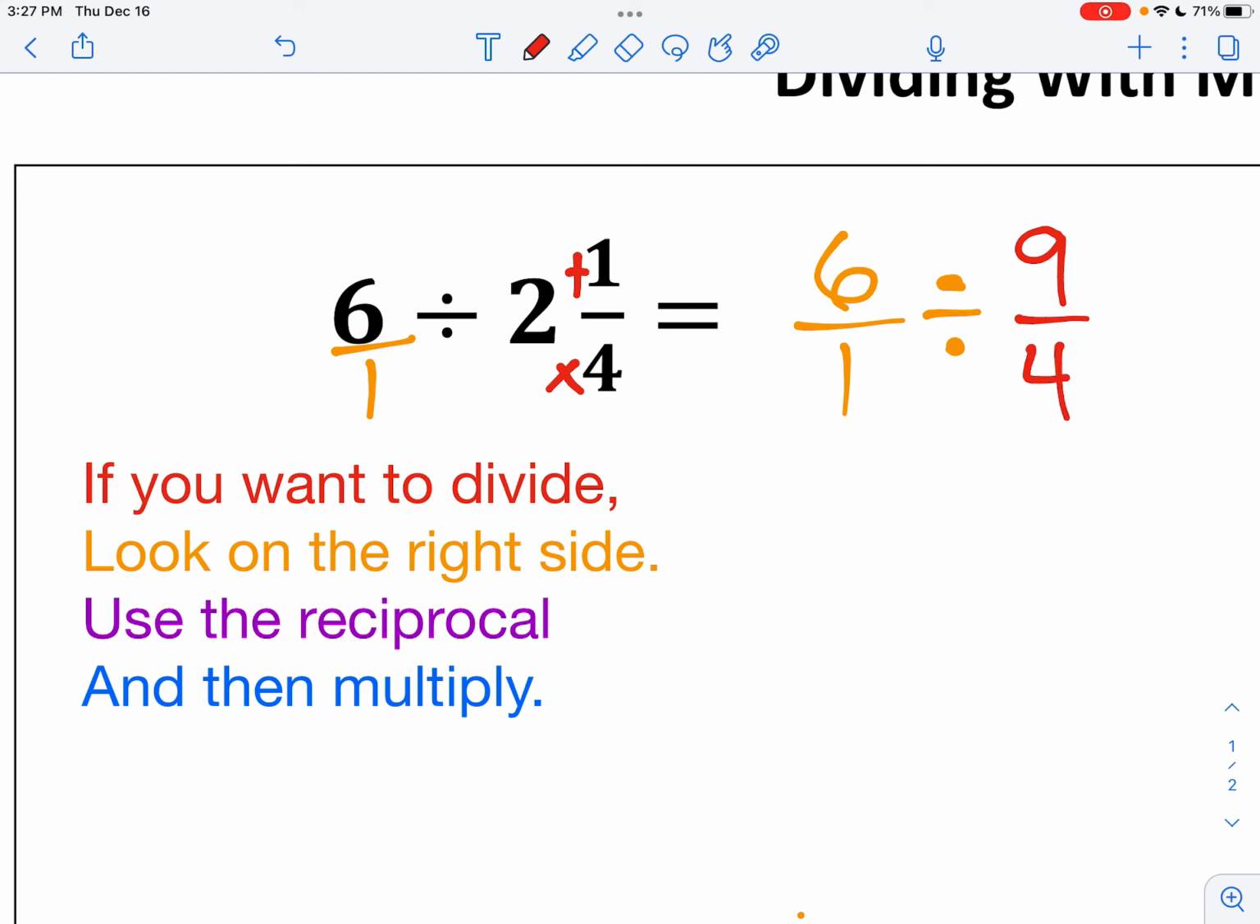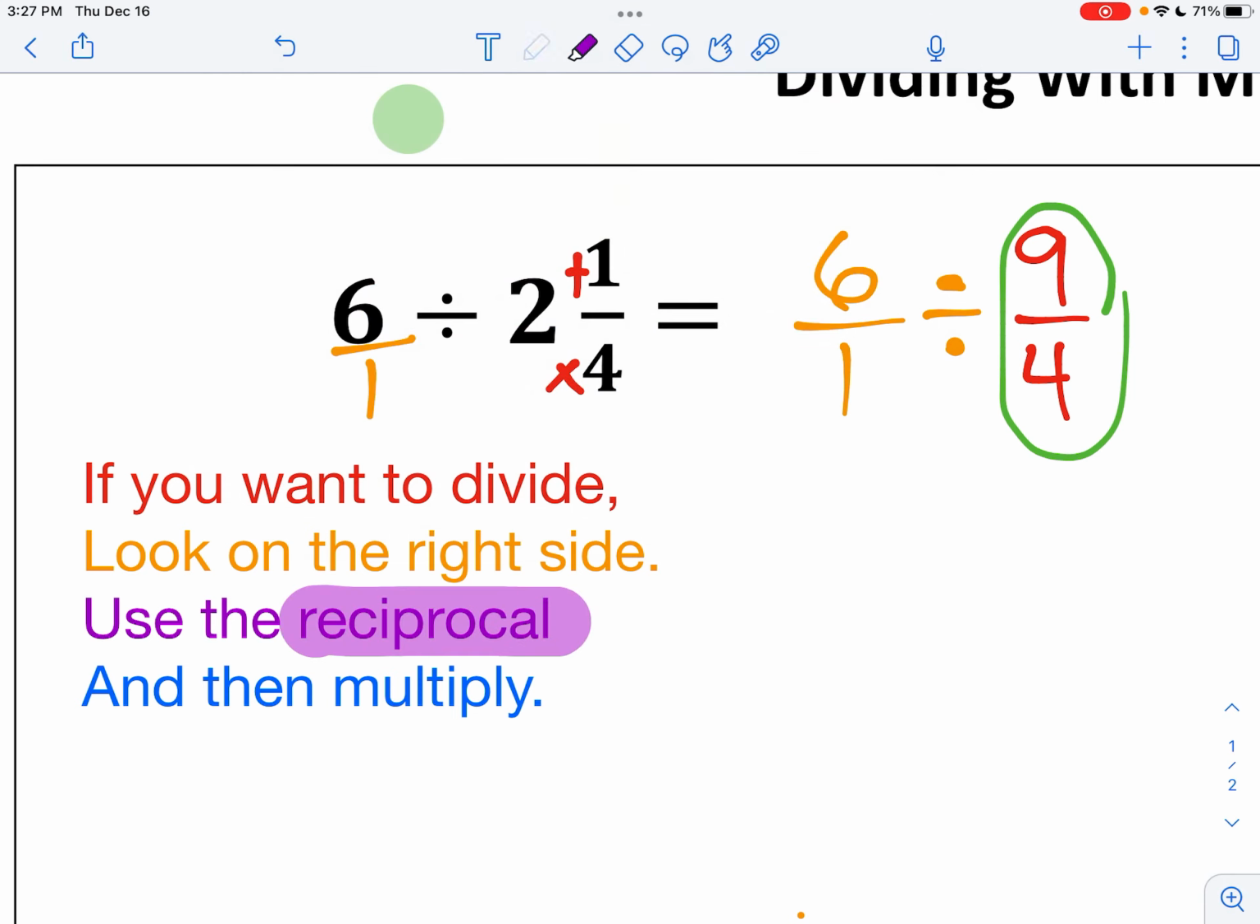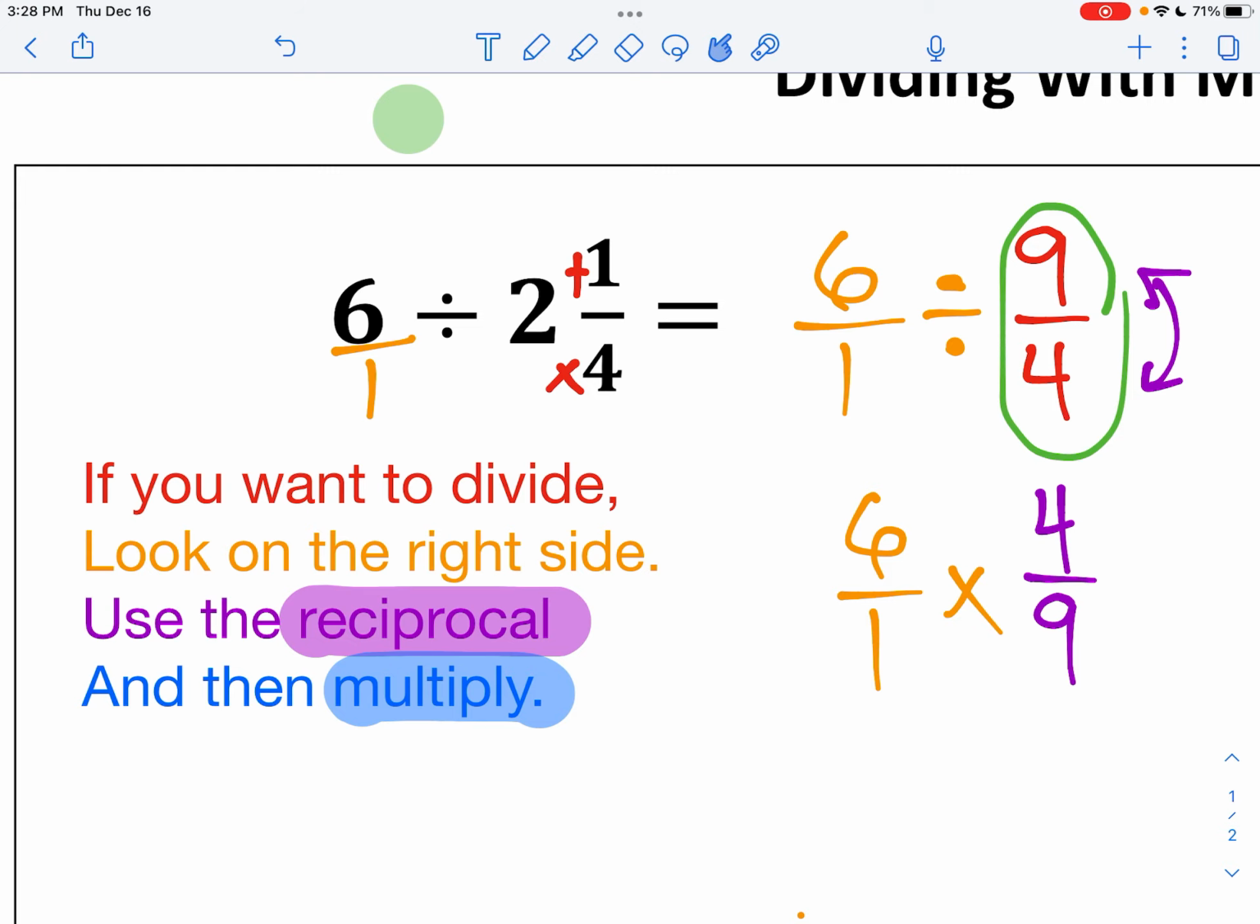Now that I have two fractions, now I can do the song. If I want to divide, there's a divide in between. Look on the right side. So I'm going to circle the one that's on the right. Use the reciprocal. Highlight that word maybe. Remember, we drew an arrow to say flip it over. Flip that fraction over. Use the reciprocal. So now instead of 9/4, it's 4/9. And then the last step, I multiply. Everything else stays the same. So this is 6 wholes times 4/9.